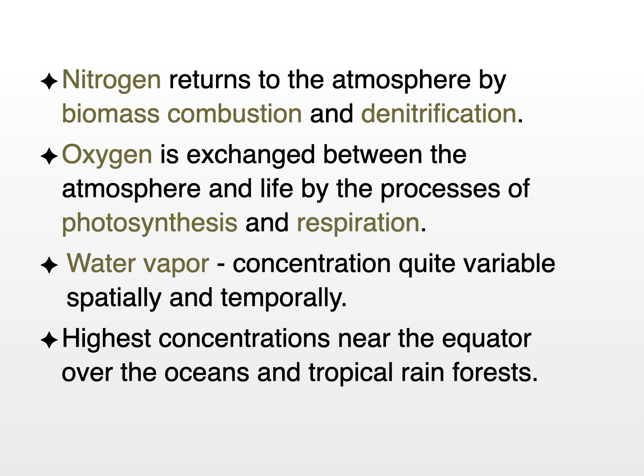Oxygen, which we know makes up almost 21% of the atmosphere, is exchanged between the atmosphere and life by two processes, photosynthesis and respiration. Photosynthesis produces oxygen when plants take in carbon dioxide and water plus sunlight and release oxygen into the atmosphere, and at the same time produce the basic organic building block of life, the glucose molecule. Photosynthesis only takes place in plants.